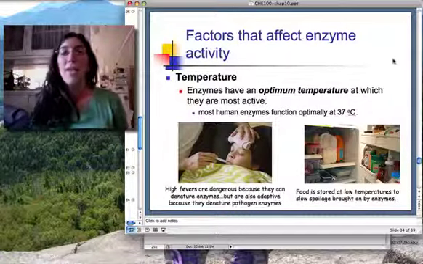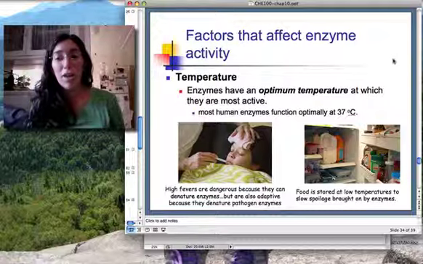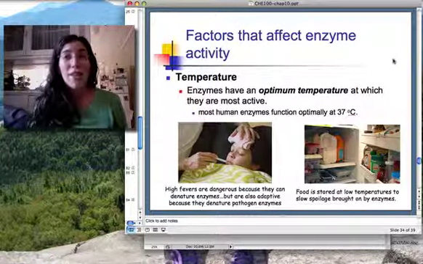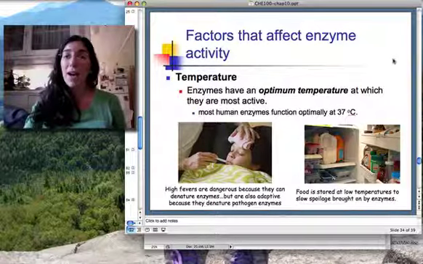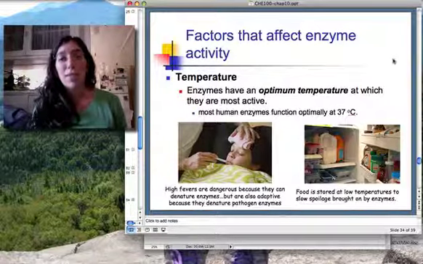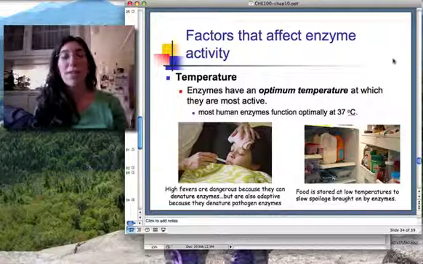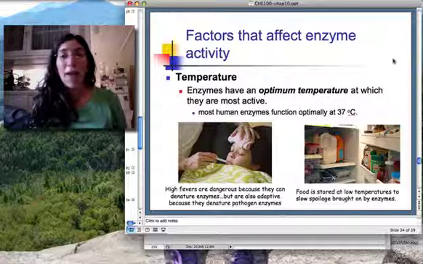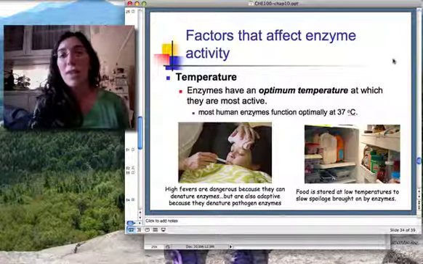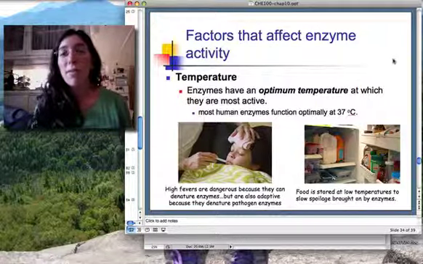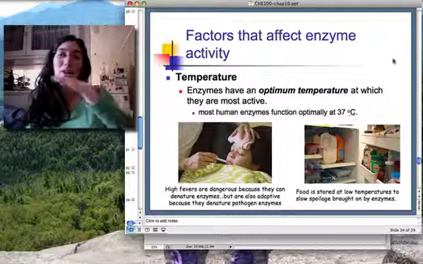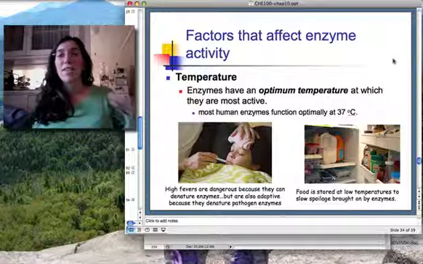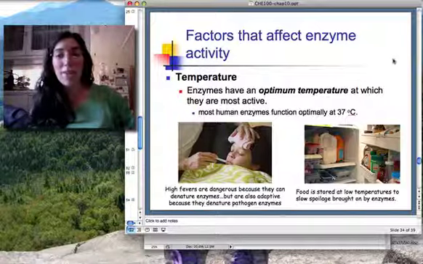Okay? Same sort of thing when it comes to temperature. Enzymes are designed to function at a certain temperature, and any variation from that temperature, whether it be higher or lower, is going to sort of negatively affect the enzyme's activity. So this goes against common sense, I think, because a lot of times when we think of chemical reactions and things in molecules, when you increase the temperature, you increase the speed of molecules.